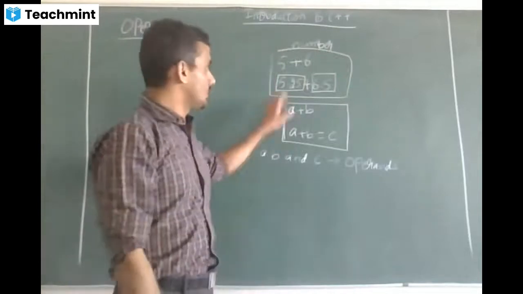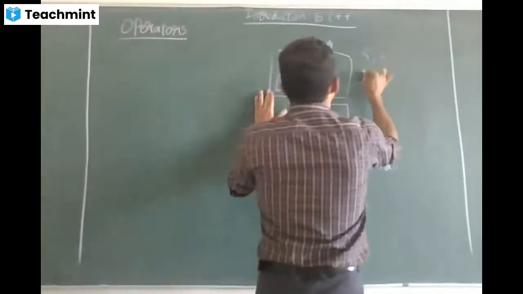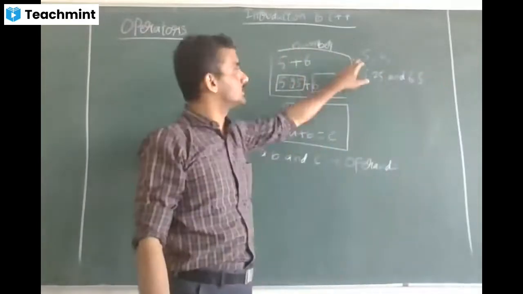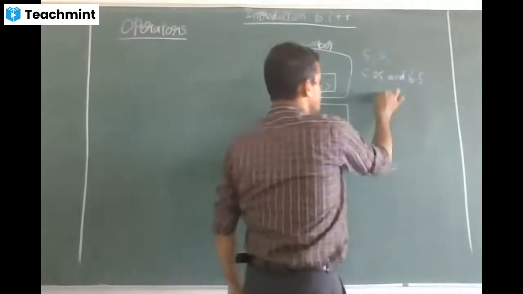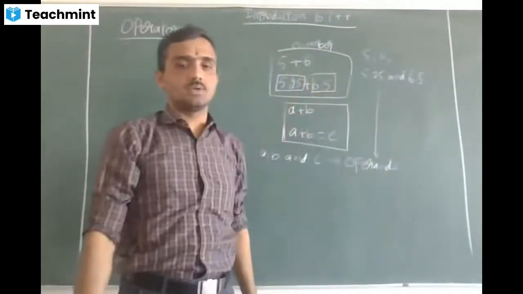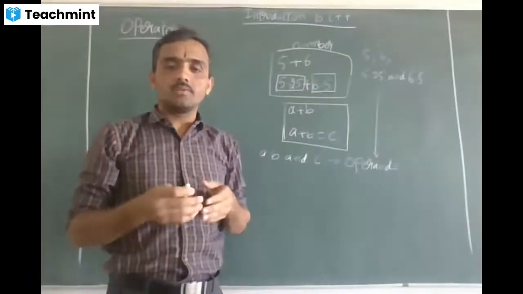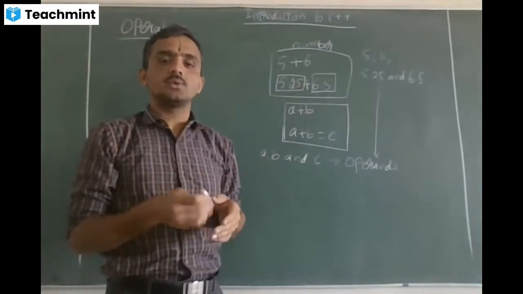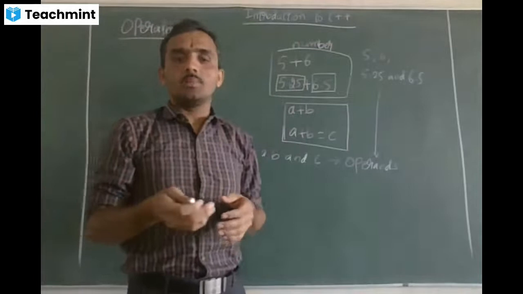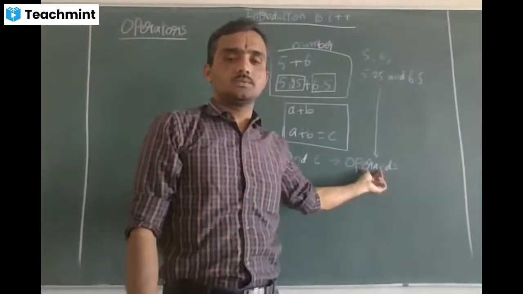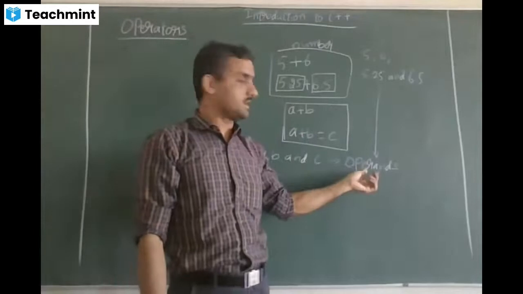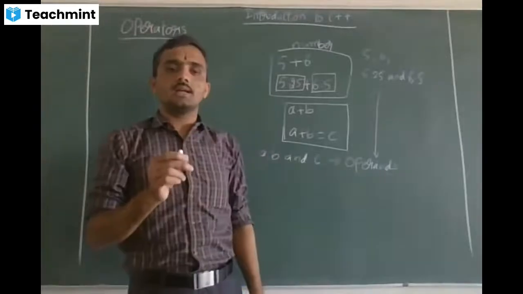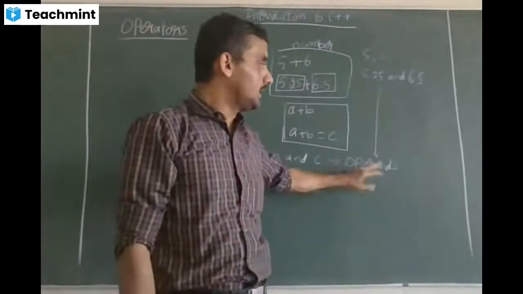O-P-E-R-A-N-D-S, operands. Even 5, 6, 5.25 and 6.5 are also called operands. I hope people got it, right? Whenever we are using an operator, we should know how to use it and what is needed to use that operator. To use any operator, an operand is required. Just the spelling, I'm telling: O-P-E-R-A-N-D. There is a difference here. O-P-E-R-A-T-O-R is operator, and O-P-E-R-A-N-D is operand.